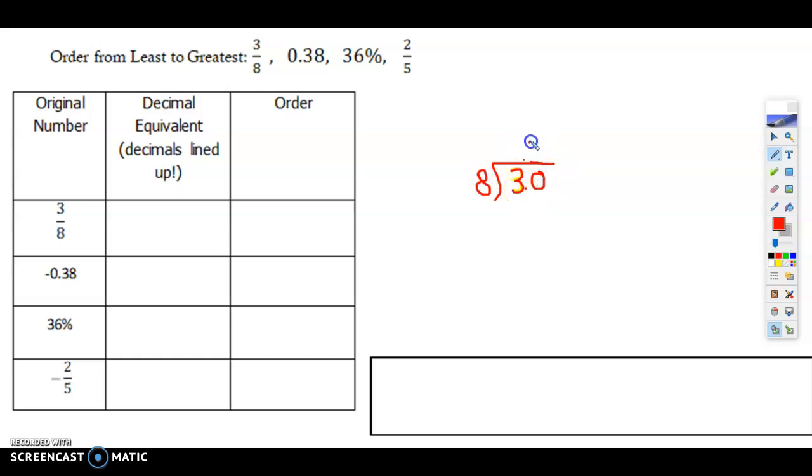And 8 goes into 32 3 times. And 8 goes into 56 7 times. Subtract and bring down another 0. So 0.375. Alright, so you're going to convert anything that's not a decimal into a decimal and put it here. This would be a good place to pause for a little bit before I put the answers up.